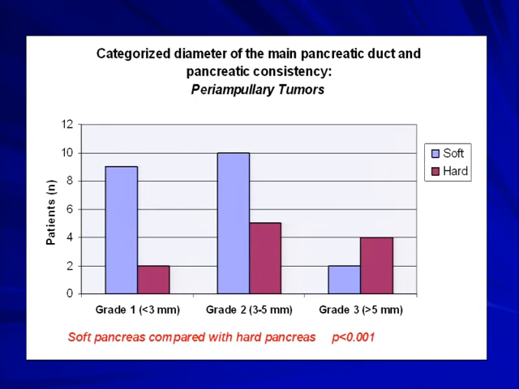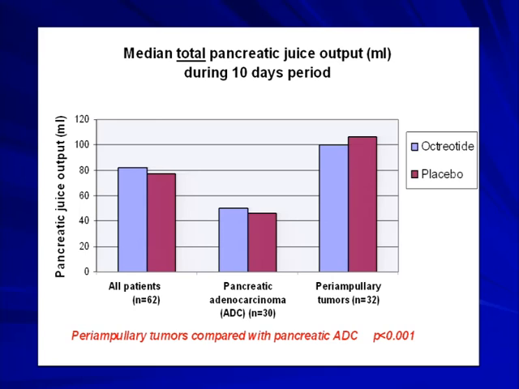When we categorize the main pancreatic duct and pancreatic consistency by diagnosis, the group of patients with periampullary tumor was more frequently associated with soft pancreas, and when patients had adenocarcinoma, they were more frequently associated with hard pancreas and a Wirsung duct greater than 5 millimeters.